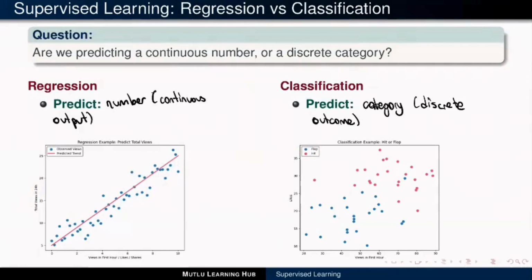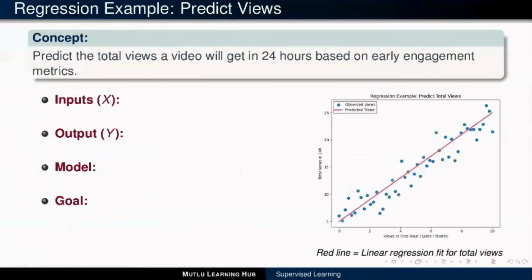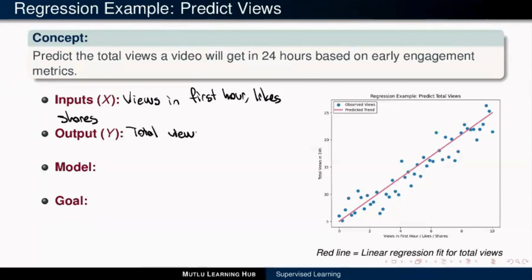Now, let's focus on regression. Here is our example. We want to predict the total views a video will get in 24 hours based on early engagement metrics. Here our inputs, or one could say features, could be views in first hour, likes, or shares. And the output is total views in 24 hours.